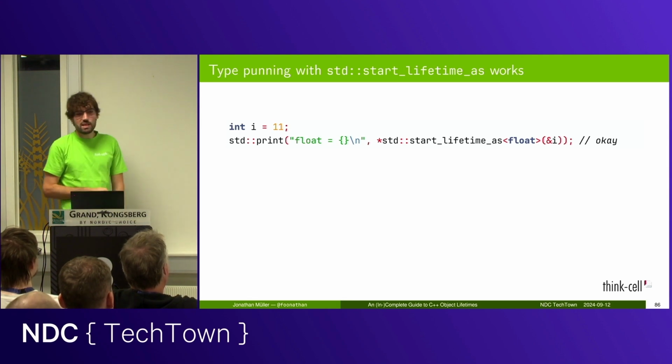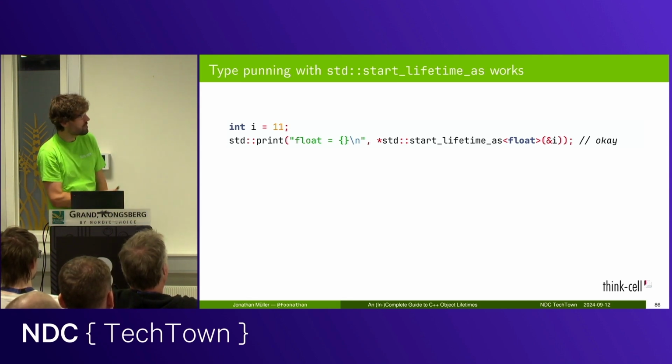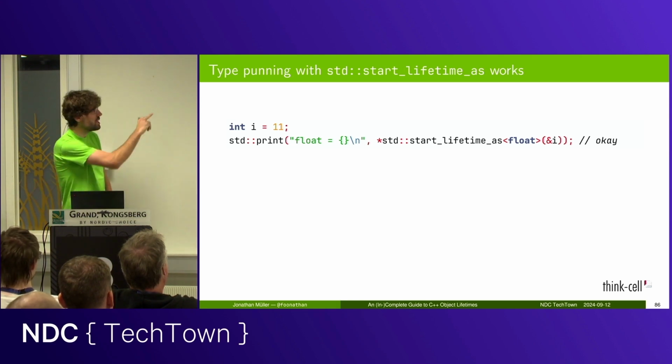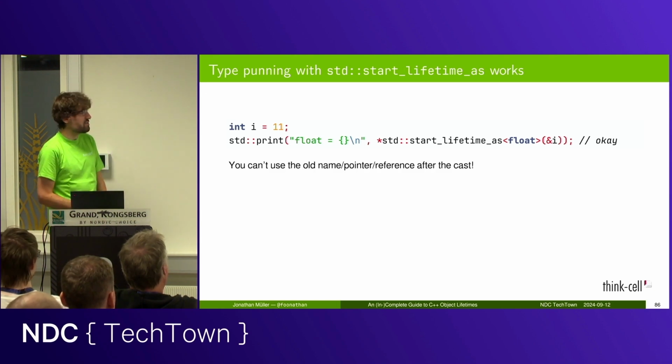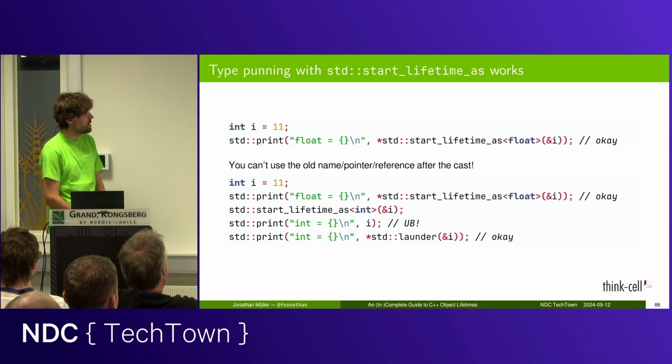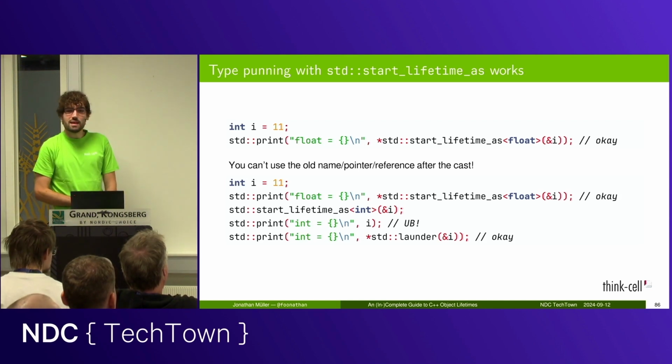We can use type punning with start lifetime, which is unusual, but it works. Right? So we've got our int. We start the lifetime of a float. This doesn't change the bytes. It ends the lifetime of the int object, starts the lifetime of the float object, and now we can read it as a float. We just no longer have an int. Right? If we want an int, we have to start an int back.